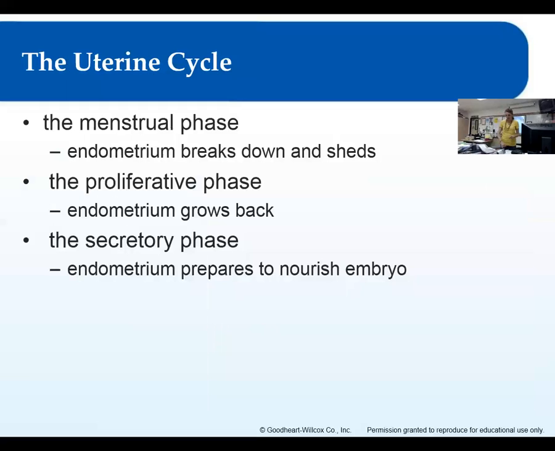So first you have the menstrual phase. This is usually the first 4 to 5 days of the cycle, and this is when the functional part of the endometrium actually sheds, and this causes the bleeding that we know of as the menstrual cycle, or a female's period. So that's what happens there. This starts on the first day of the period.